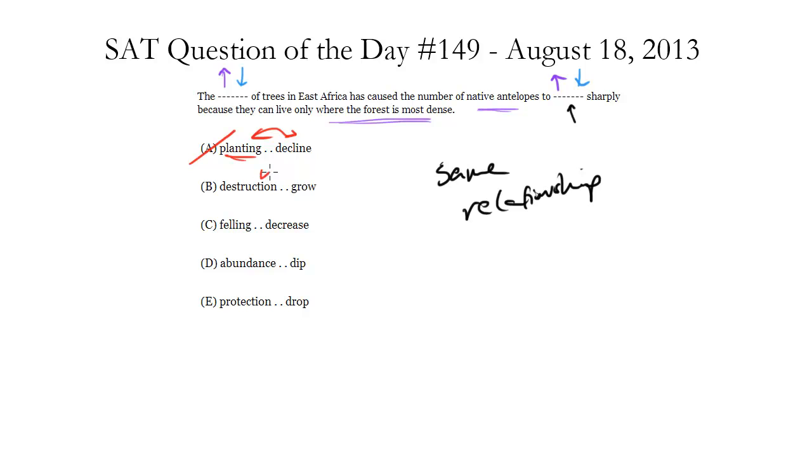Destruction and grow. Again, an opposite relationship. The destruction of trees would cause the number of antelopes to grow. No, destruction of trees would cause the number of antelopes to decline because there is that link between the number of trees and the antelopes.